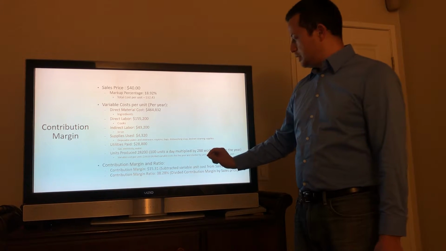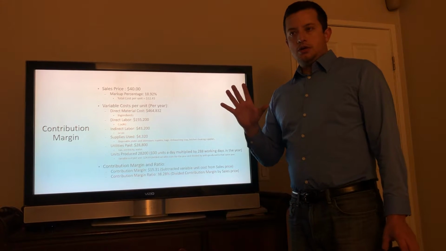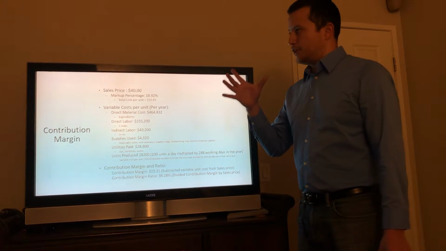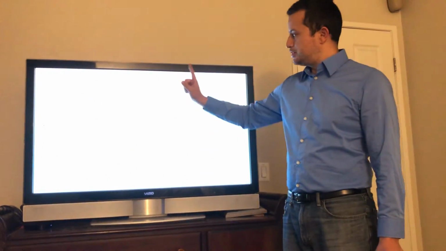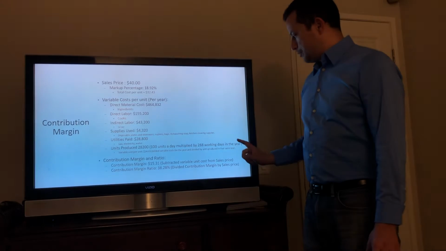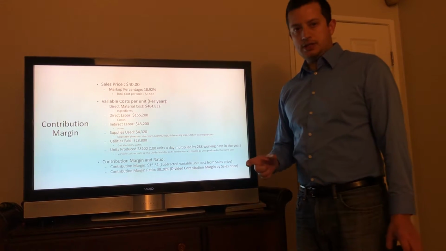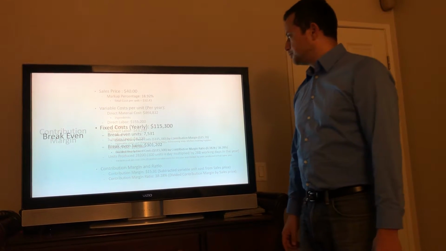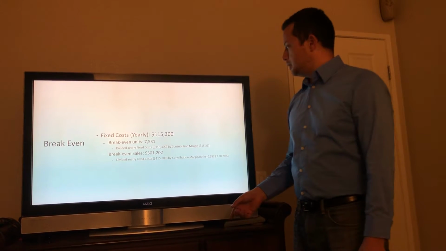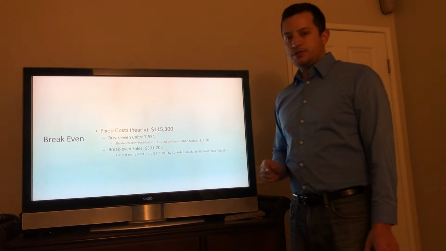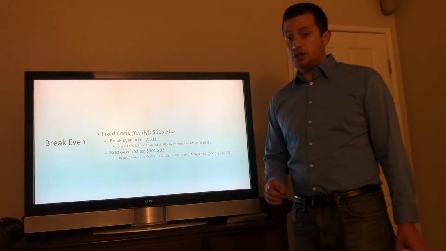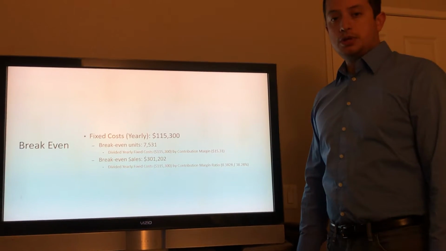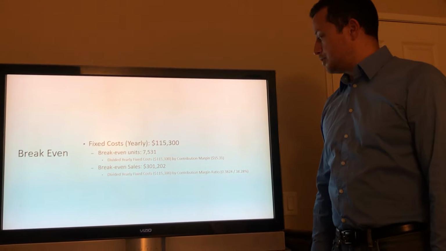Then here's the contribution margin, which was calculated by subtracting the variable costs per unit out of the sales price, which comes out to $15.31. That number gets divided by the sales price, and that's how we get our contribution margin ratio. Then the break-even point in units will be 7,531. That's with our fixed yearly costs of $115,300, and the break-even sales would come up to $301,202.